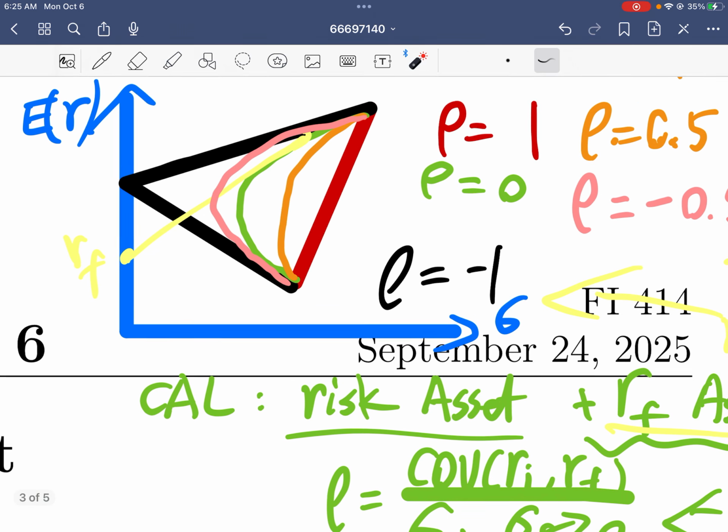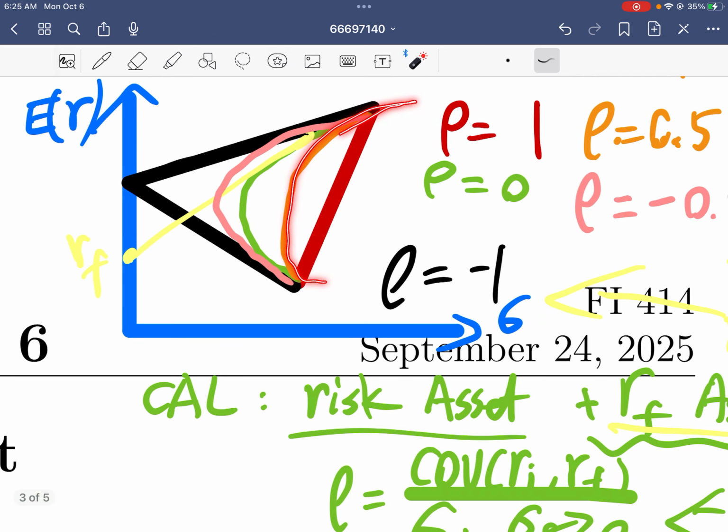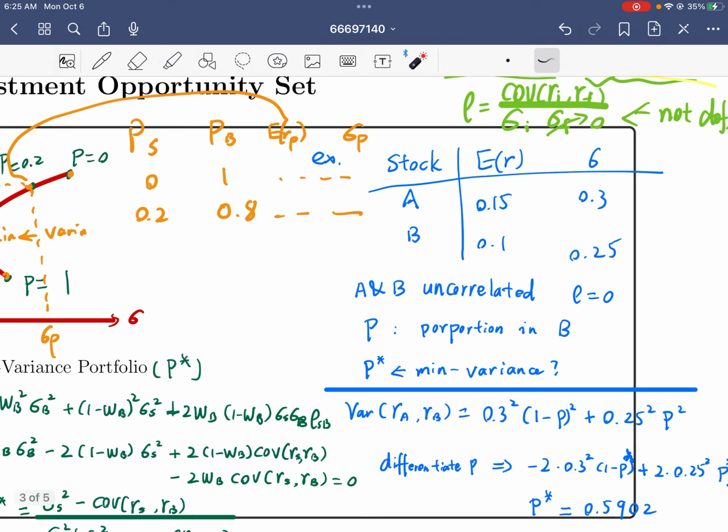So here, with different levels of correlation, if rho equals 0.5, the opportunity set is in between 0 and 1. The negative 0.5 is plotted in between 0 and -1. That way we can draw different opportunity sets.